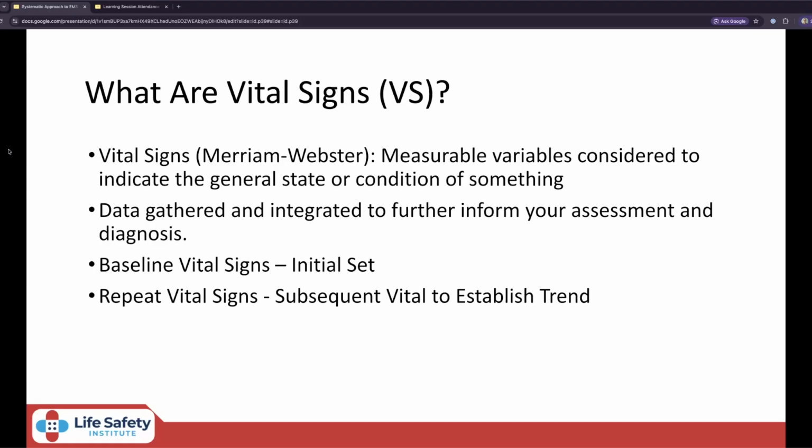So the subsequent vitals that we take after the baseline are repeat sets of vitals. These are what we use to establish the trend, right? Are they getting better? Are they staying the same? Are they getting worse?